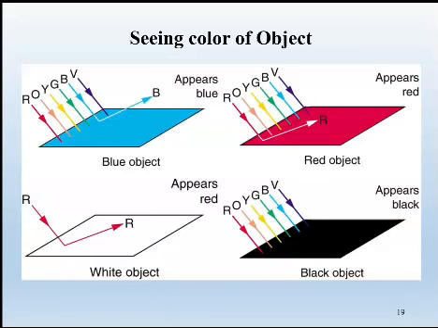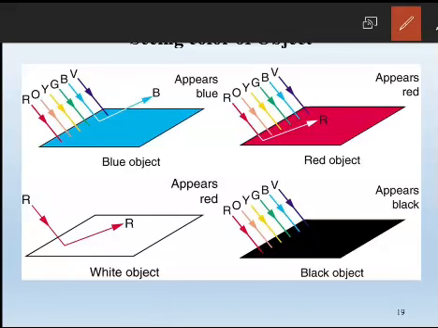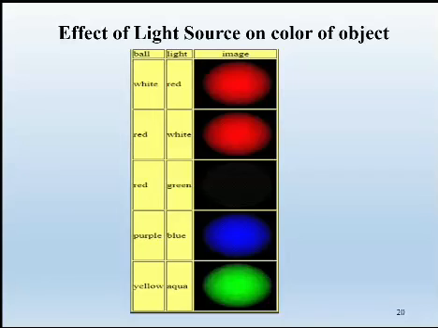So, a blue object looks blue. Why? Because it absorbs all the colors other than blue, and only the blue light is reflected. In the second case, the book or this object is of red color, so it does not absorb red color, it reflects only red color, so it appears red. Here also, white and black: black absorbs all the colors, so it appears black.